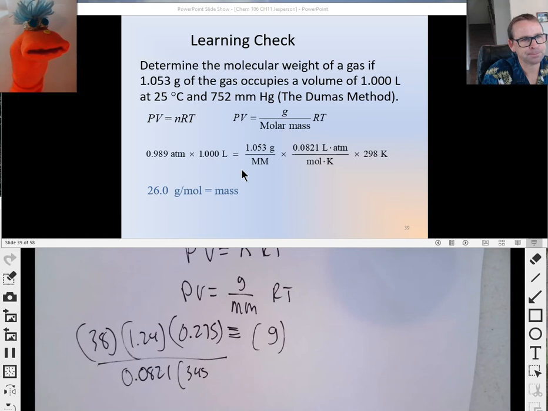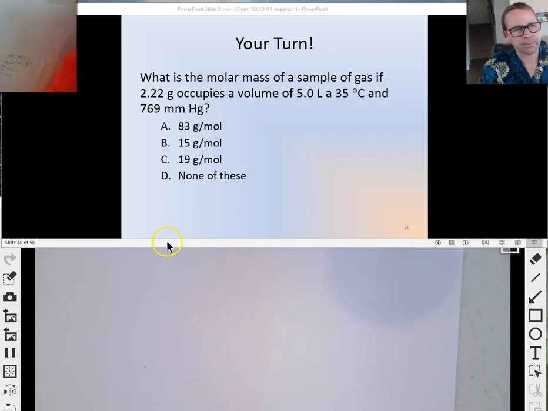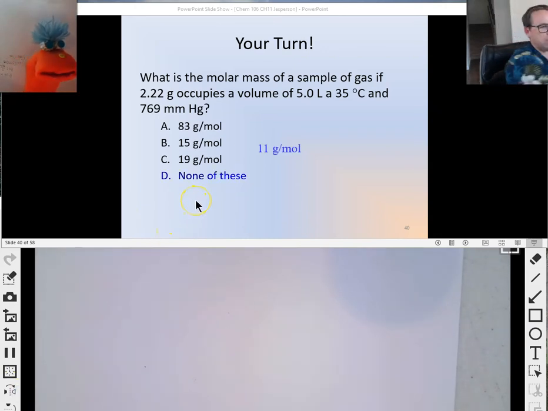Okay, good. One more to practice. Push pause, solve it. Okay, I'm going to show you the answer. So hopefully you got 11 grams per mole for the answer there.